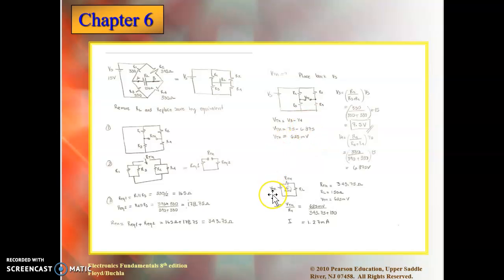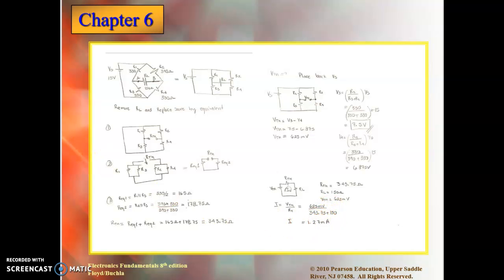So then I draw my Thevenin equivalent circuit, V Thevenin, R Thevenin, and RL. I place back the RL, and my R Thevenin is 343 as I found it. RL is 150 because it was given to me. V Thevenin is 625 millivolts. Now I can find the current to be 127 milliamps.